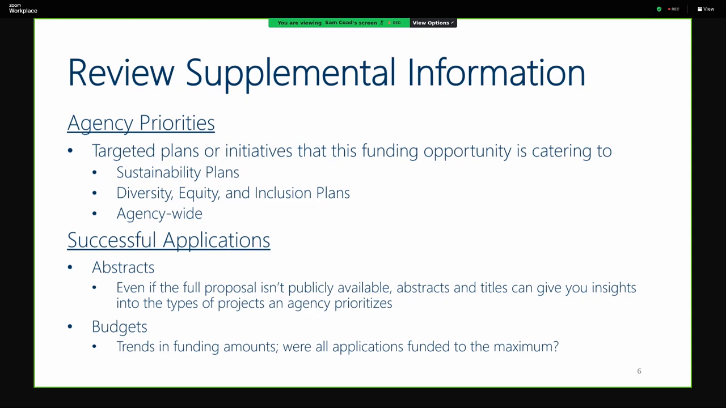Also, sometimes they'll list the budgets for successful proposals. So you can see trends in funding amounts that way. So if a solicitation said that the maximum that you could receive is $500,000, but the majority of the proposals that were awarded were in the 250 to 300,000 range, that can give you an idea of how they're going to prioritize spending their money.